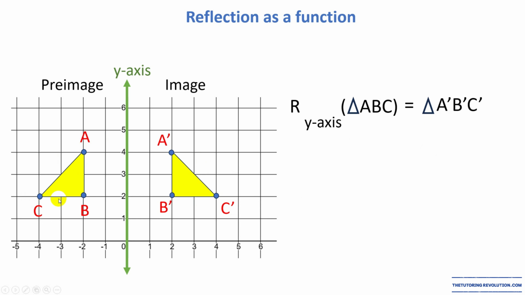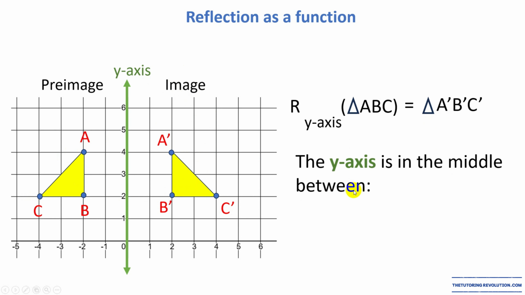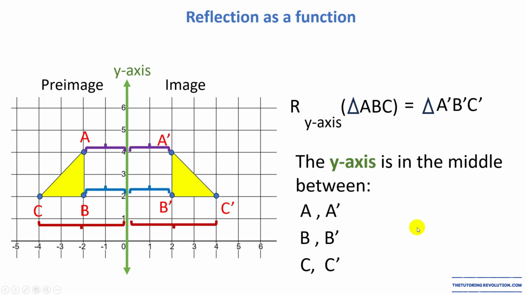So ABC, this triangle, is our pre-image. A prime, B prime, C prime, this triangle here, is our image. And the y-axis is in the middle between these two triangles. So the distance between A and the y-axis is the same as the distance between the y-axis and A prime. The distance between B and the y-axis is the same as the distance between B prime and the y-axis. And the distance between C and the y-axis is the same as the distance between C prime and the y-axis.